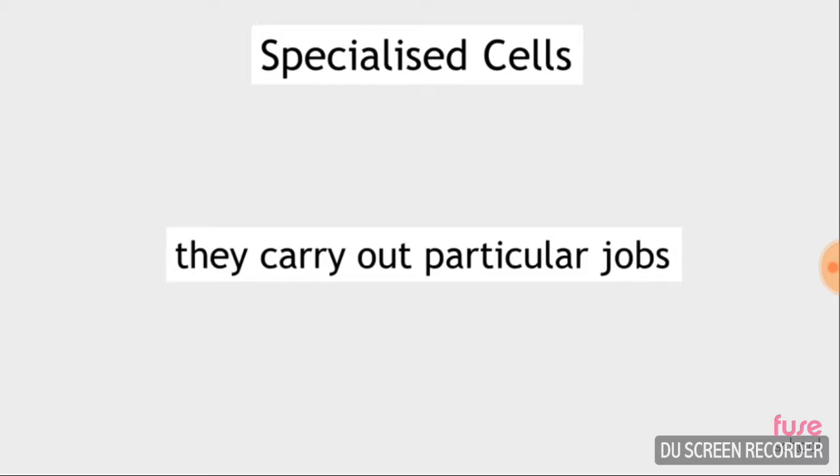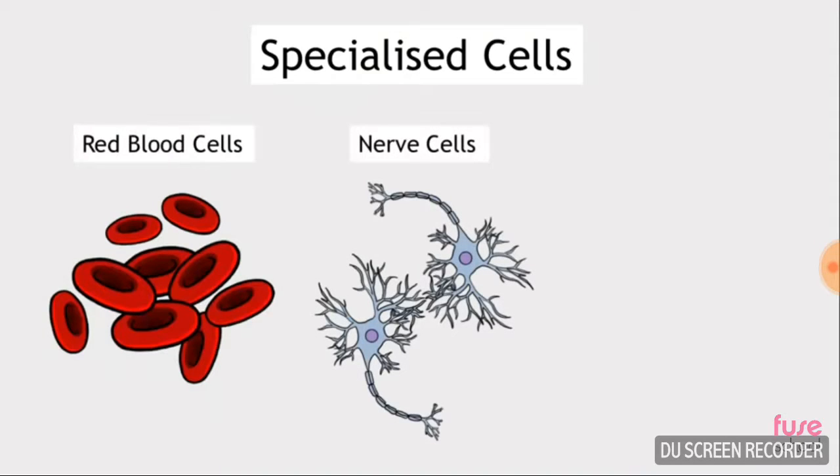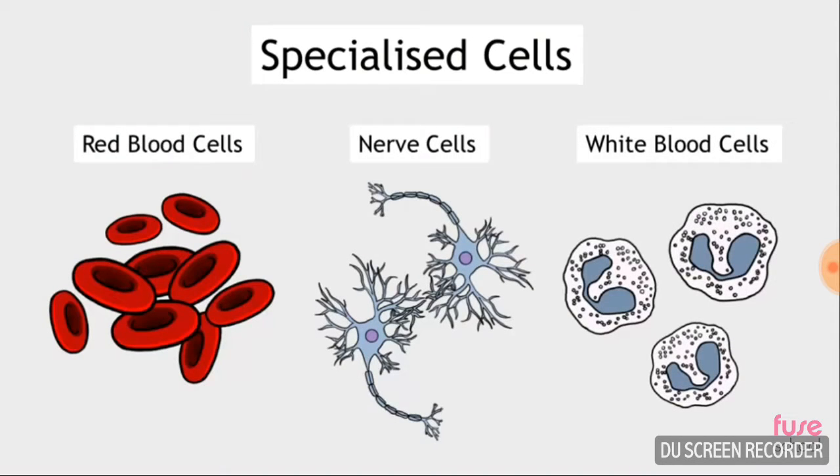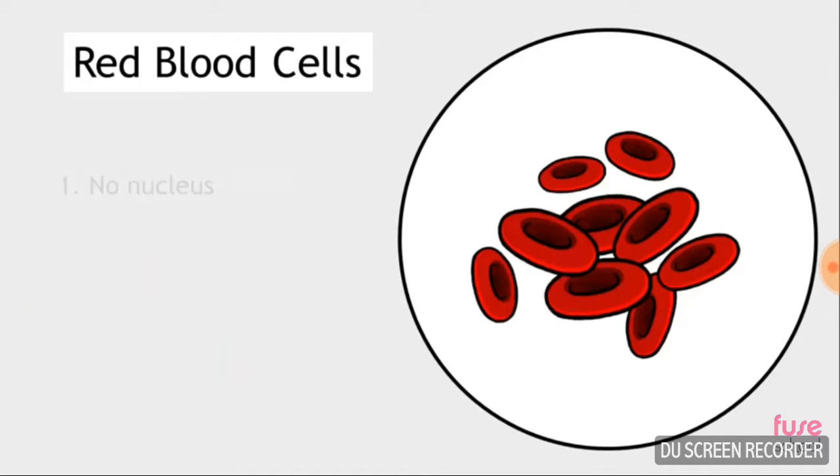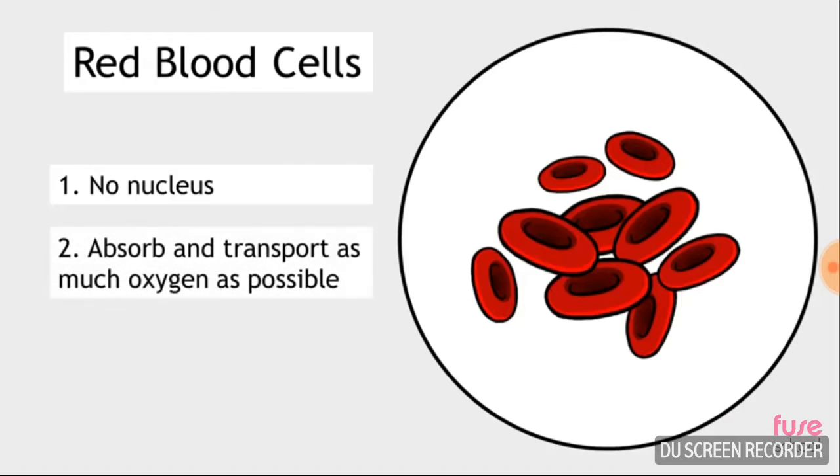The specialised cells we will look at are red blood cells, nerve cells, and white blood cells. Red blood cells do not possess a nucleus. This is so that they've got enough space to be able to absorb and transport as much oxygen as possible.